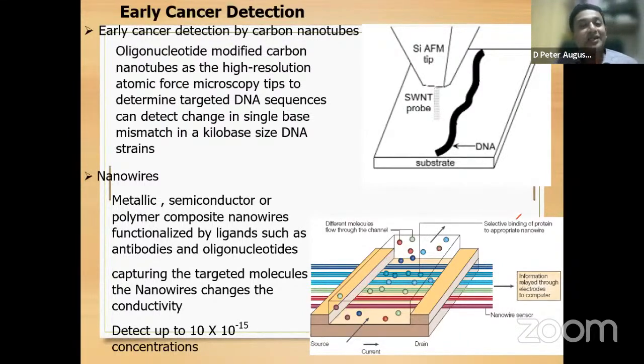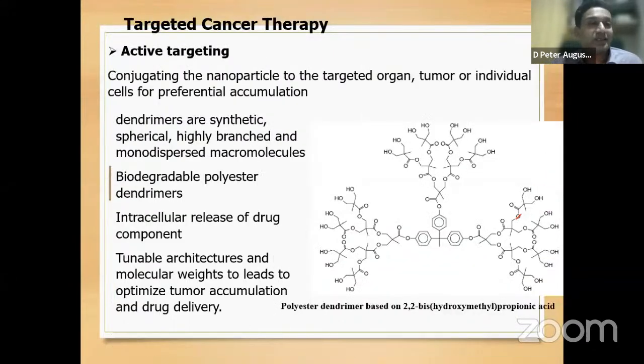Okay, nanowires. It's like the same thing: metallic, semiconductor, polymer composite nanowires, functionalized by ligands such as antibodies and oligonucleotides. On capturing the targeted molecules, the nanowires change their conductivity, down to concentrations of 10 to the power minus something. That's a beautiful thing. People are working on that, right? Just for our end, how can we contribute? It's only by gaining their knowledge that our algorithms will work.